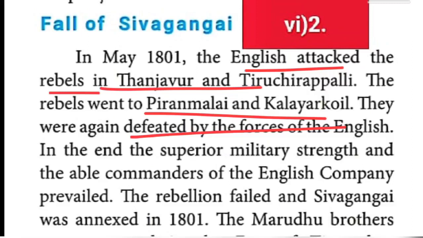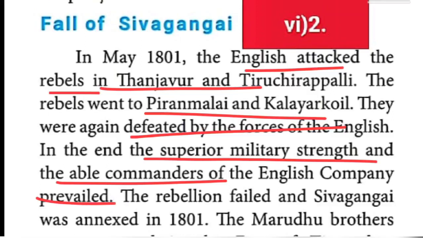Okay, in the end of the rebellion in the year 1801, what happened, the superior military strength and the able commanders of the English army prevailed. What is meant by prevailed? They got a success. So at the end of the revolt, who got a success? The English officers, the English army, got a success. The rebellion failed, and Sivagangai was annexed.